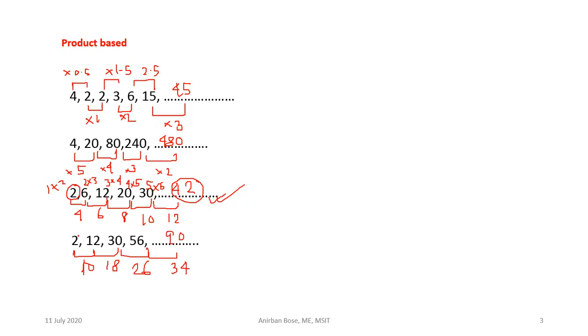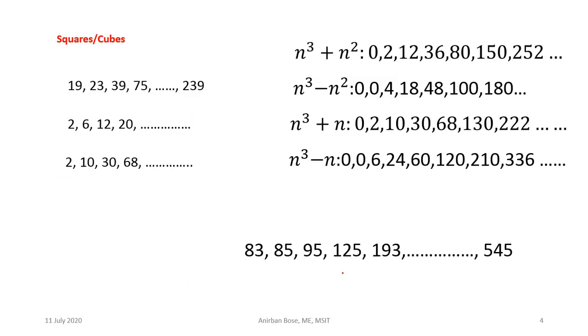Or you can see the same problem in this way. 2 can be written as 1 into 2. 12 can be written as 3 into 4. Here you see 30 is 5 into 6. And this one is 7 into 8. So here this will be 9 into 10. So in this way you can also think of the problem.